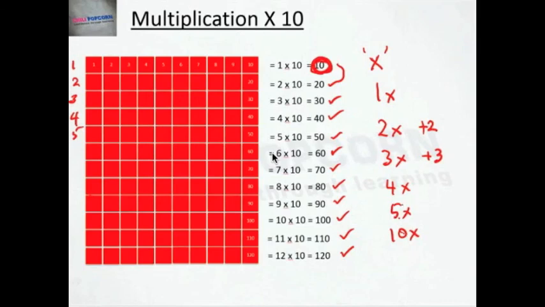So we'll do 1, 2, 3, 4, 5, and then the 10 times table. So good luck with the next set of exercises.